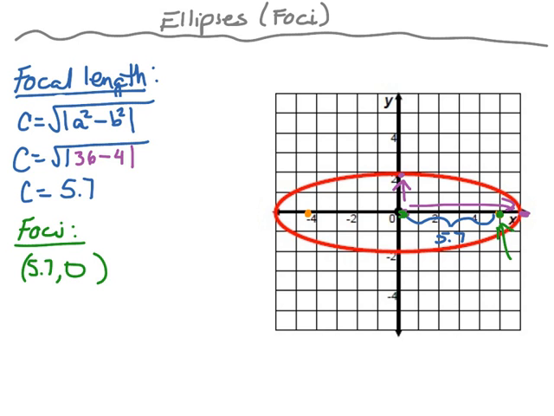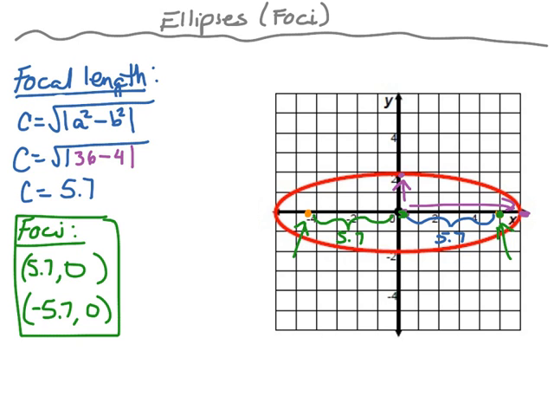But I also have another foci right over here. And remember, this distance is the same as what we found earlier. It's 5.7. But this time I'm going to the left here. So if I'm at 0 right now and I go to the left 5.7 units, I'm now at negative 5.7, 0. So these 2 points are what we call the foci. That's this point here and this point over here.